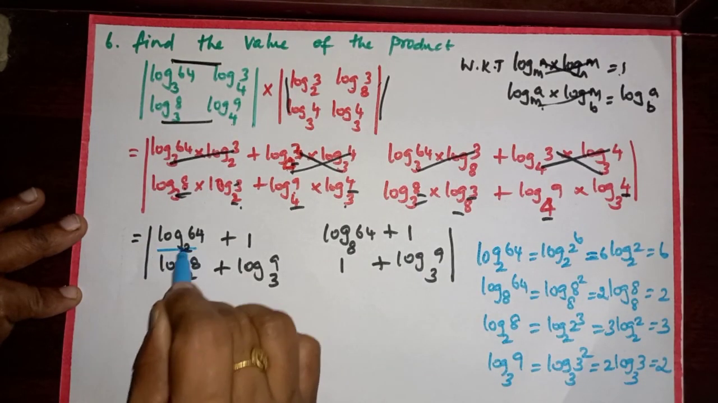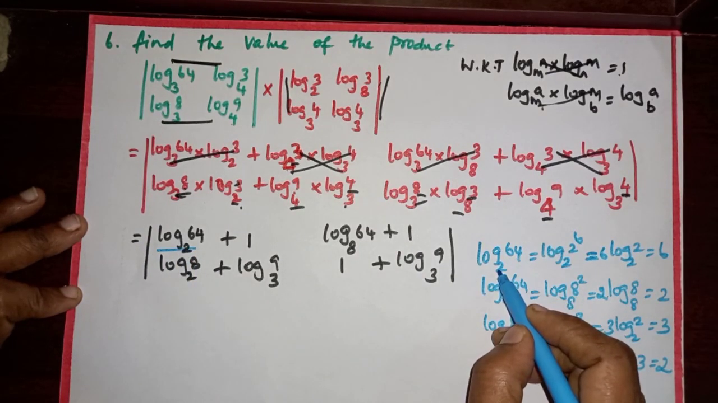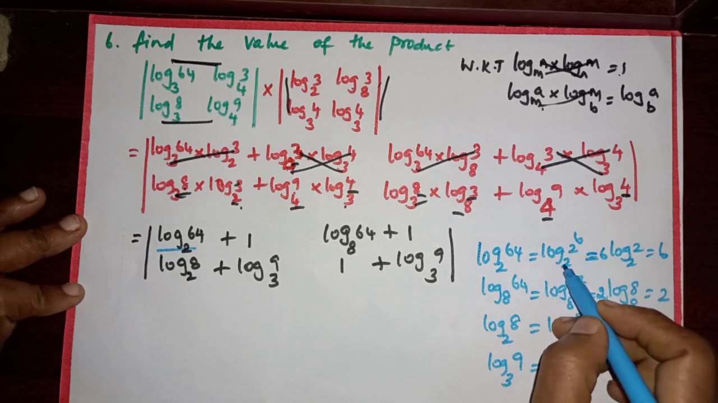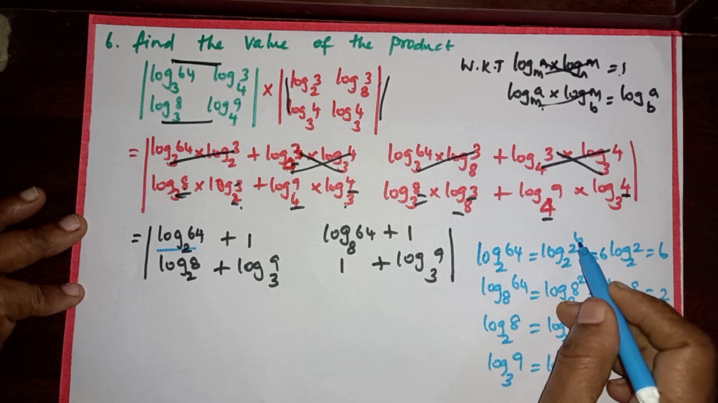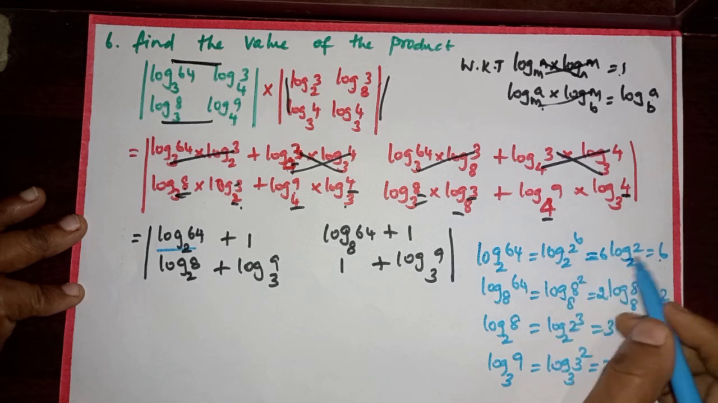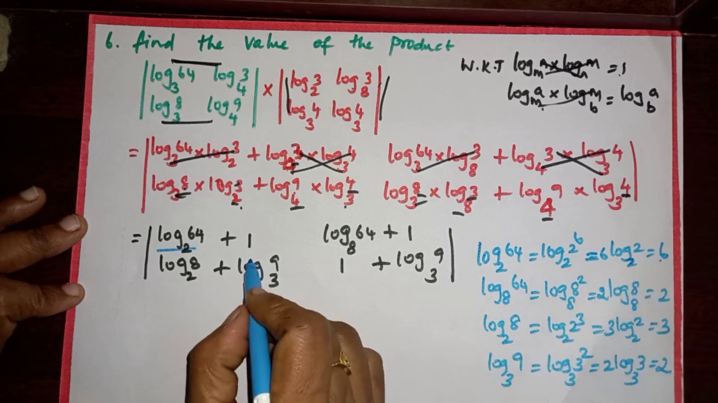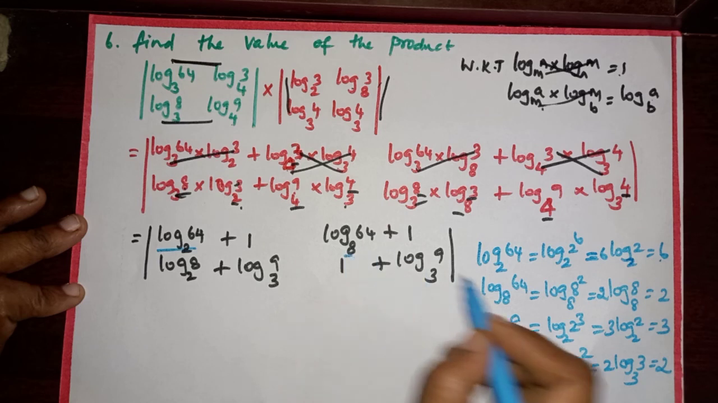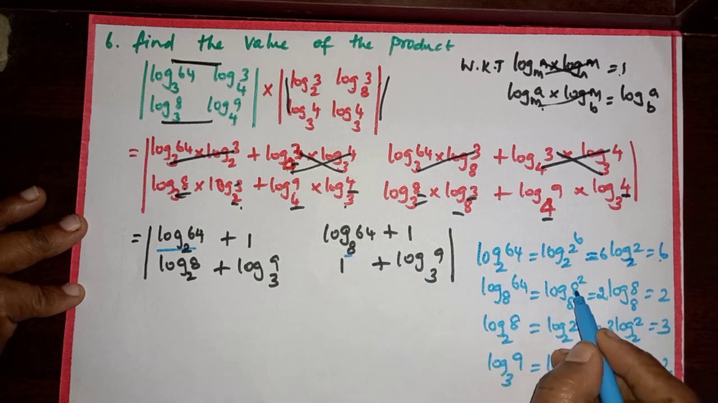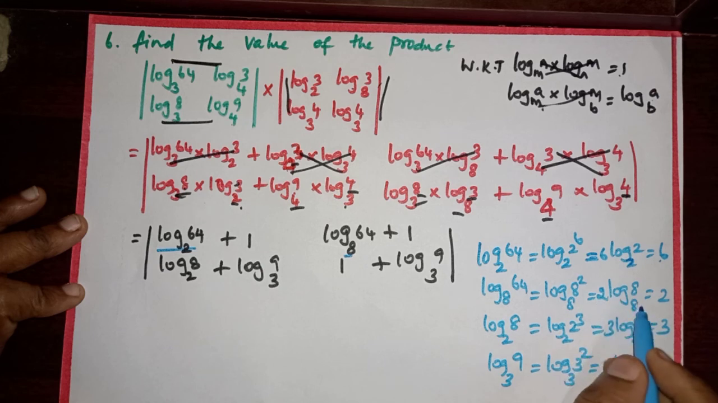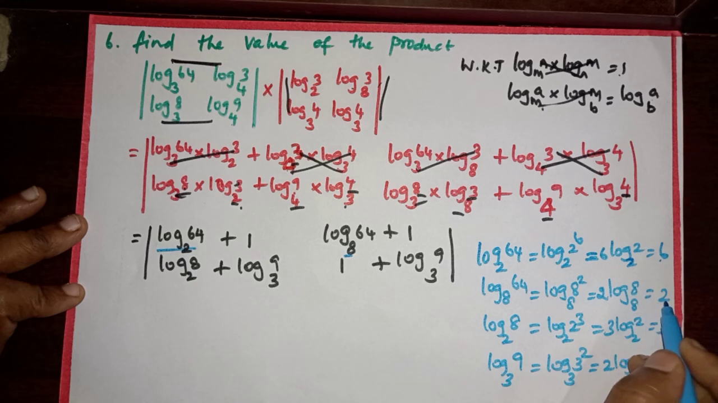Now we need to find the value of log 64 with base 2, which can be written as log 2 power 6 with base 2. Since it is in the form of power rule, we can write 6 log 2 with base 2, which is equal to 6. Next, log 64 with base 8. Since it is in base 8, 64 can be written as 8 square. So we can write 2 log 8 with base 8, which is 2.